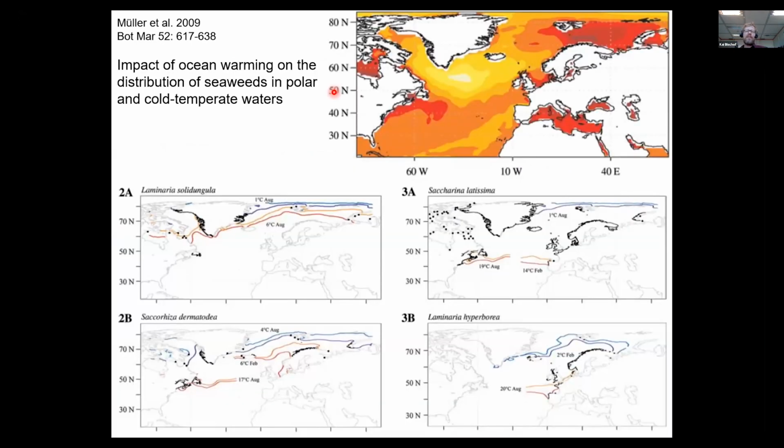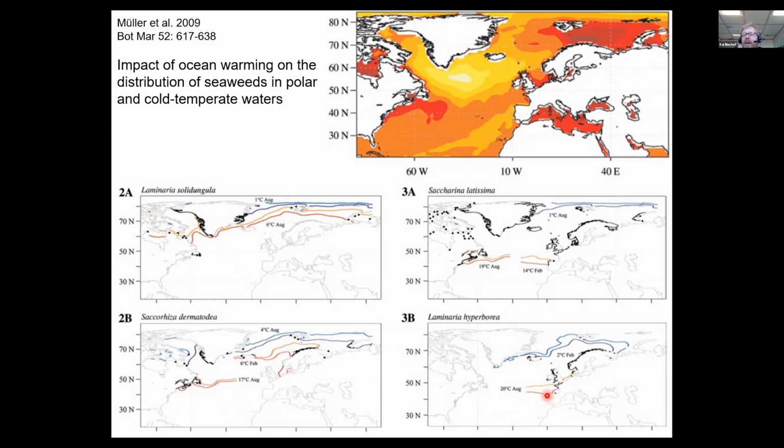I wanted to show you a projection about the impact of ocean warming on the distribution of seaweeds in polar and cold temperate waters. The global distribution of seaweeds is governed by temperature. Maybe we just take the example of Laminaria hyperborea. Laminaria hyperborea used to grow between this 2 degrees winter isotherm, that's that one here, and the 20 degrees August isotherm, which is reaching down to Galicia in northern Spain.